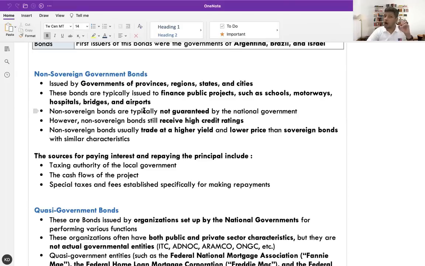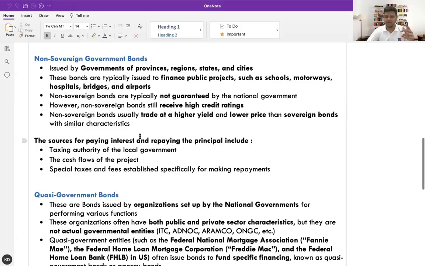Non-sovereign bonds are not guaranteed by the national government. However, they are still recognized to be virtually risk-free. However, non-sovereign bonds still receive a lower credit rating than sovereign bonds, and they usually trade at a higher yield. Of course, their risk is slightly higher than the sovereign bond. They trade at a higher yield and, of course, a lower price than the sovereign bonds. Clear? So of course, they are very much risk-free, but slightly riskier than the national government bonds.